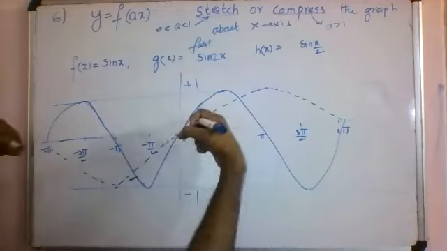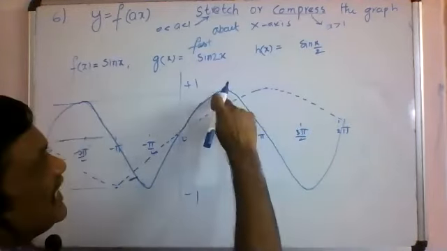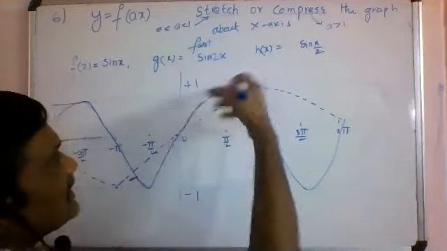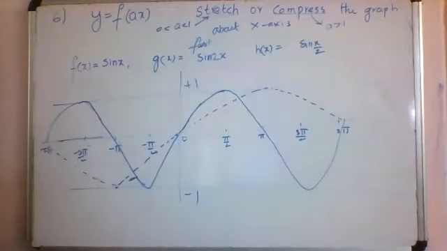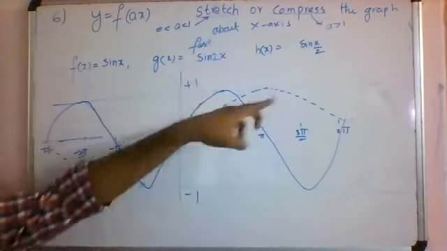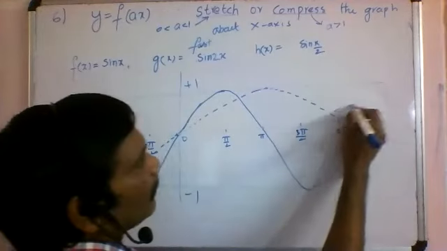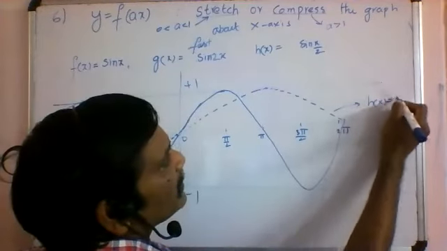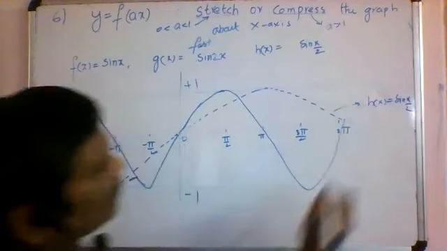So what happened? Stretched. If we stretch the original graph, we get this. So this is the graph of sin x by 2. This is h of x now. h of x is sin x by 2. Come and draw this now.